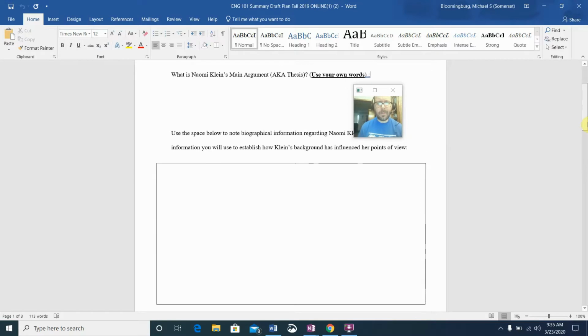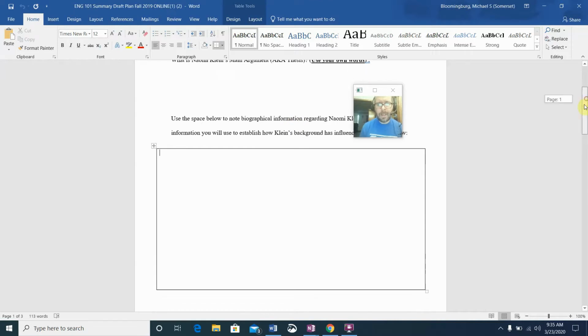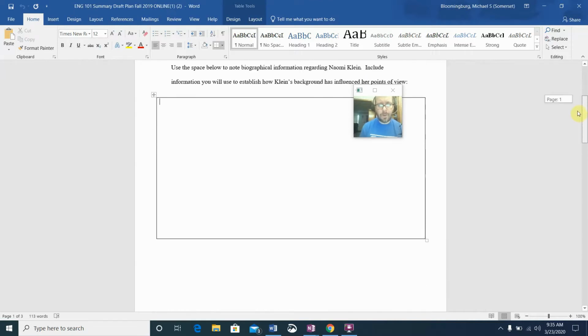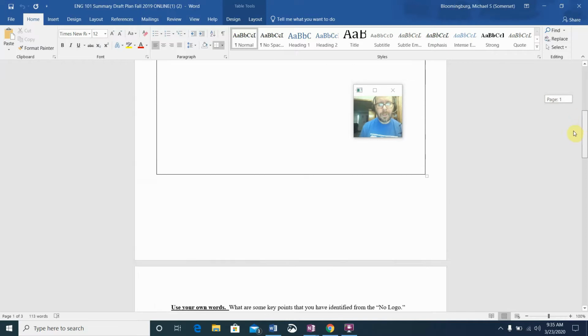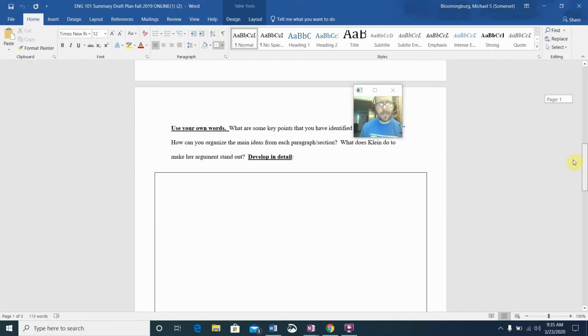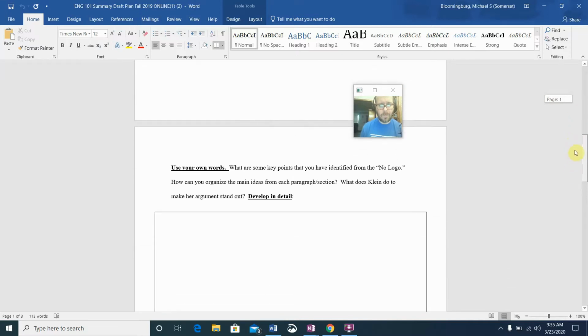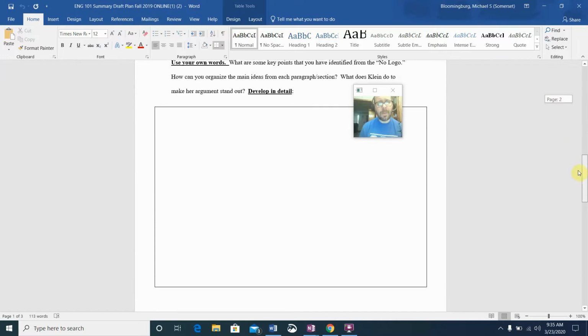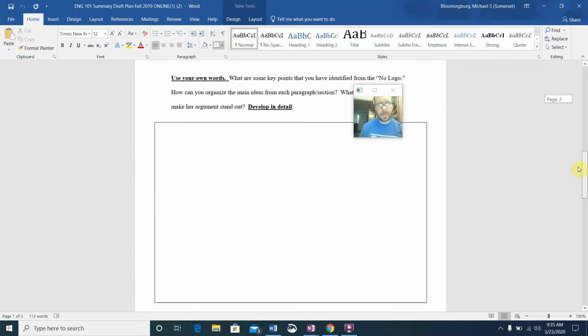Really, a single sentence will do the trick for the first part of the draft plan. You'll notice you have these little blocks in the rest of the draft plan. So the first one says to note the biographical information regarding Klein. And so you're just going to fill that in. You can draw from the class notes in addition to the information you're going to find at the start of the article.